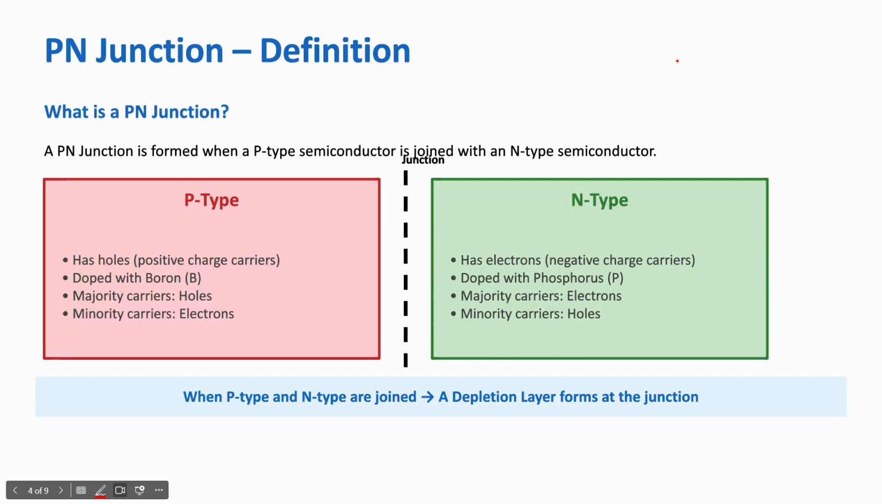So coming to the PN junction diode. What is the definition of this PN junction diode? A PN junction diode is formed when a p-type semiconductor is joined with an n-type semiconductor. So when the material having p-type and the material having n-type combine, this PN junction diode is formed. In between this PN, a junction will form. Here you can see there is a junction, and it makes it a PN junction diode.